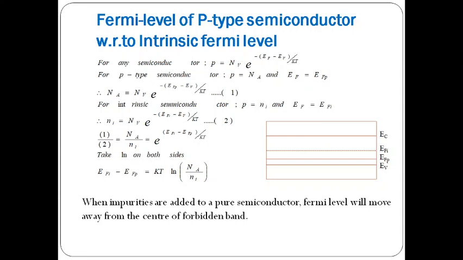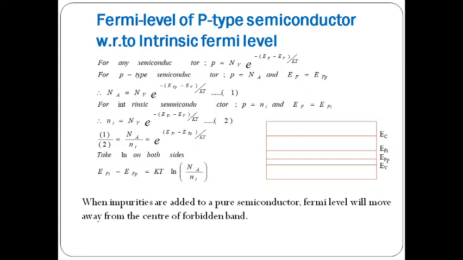For any semiconductor, P equals Nv into e power of minus (Ef minus Ev) by kT. For a p-type semiconductor, we know the hole concentration is almost equal to the acceptor concentration, and Ef equals EFP. By substituting these values, Na equals Nv into e power of minus (EFP minus Ev) by kT. This is equation number 1. For an intrinsic semiconductor, P equals Ni, Ef equals EFI. Therefore, we can write Ni equals Nv into e power of minus (EFI minus Ev) by kT. This is equation number 2.